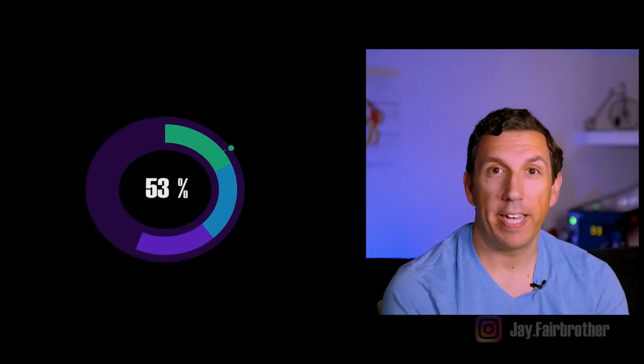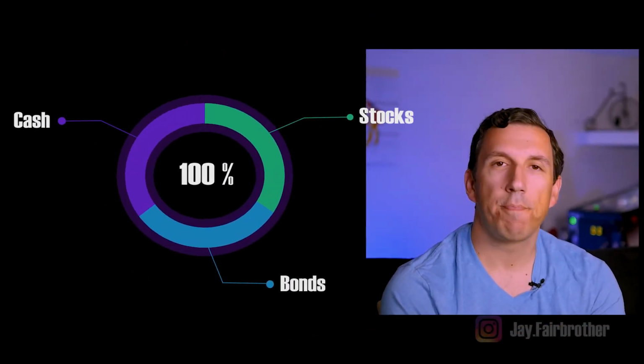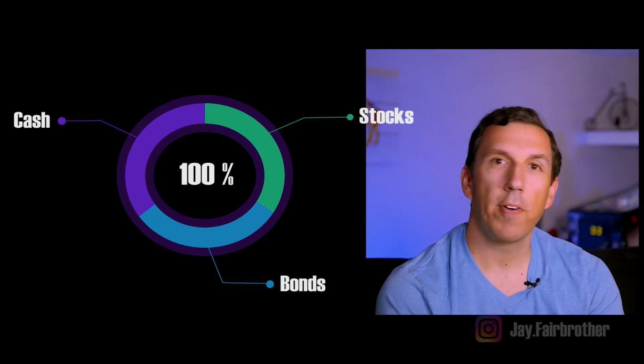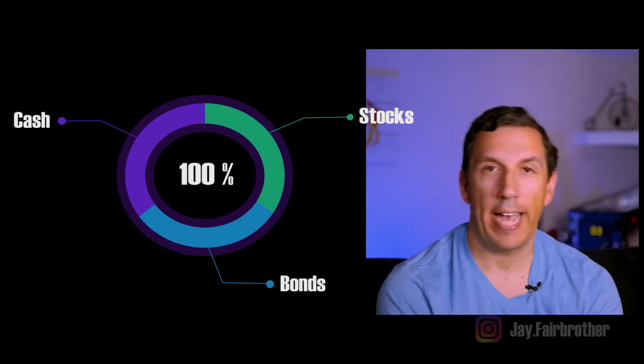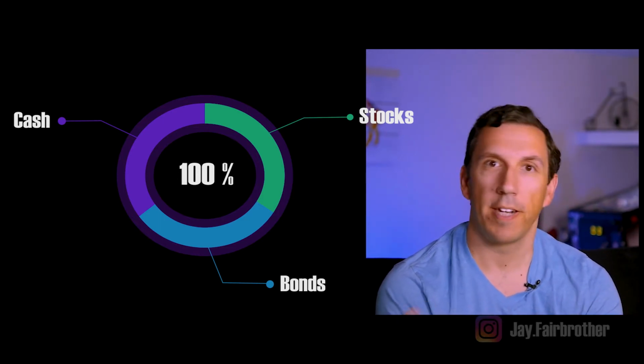So right off the bat, what is your asset allocation? Your asset allocation is basically a fancy way of saying, how is your portfolio invested? How are you broken up between stocks, bonds, and cash, depending on how much risk you're comfortable with?